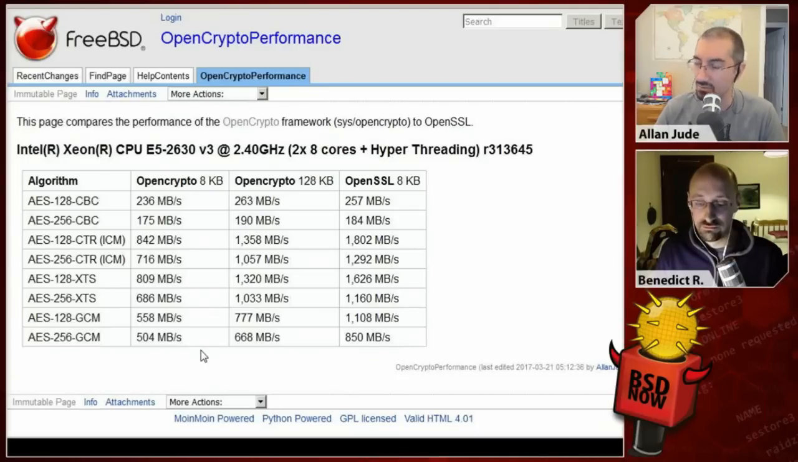With 128K chunks, which is what OpenZFS will probably do for most of it, that was 668 megabytes a second. But OpenSSL can do 850. Yeah, there's still room for improvement, but it's a good start. So if we can make some of these improvements and get the XTS one a bit faster, that'll help Geli, and the GCM one faster will help a lot of different things, including IPsec and the storage encryption.